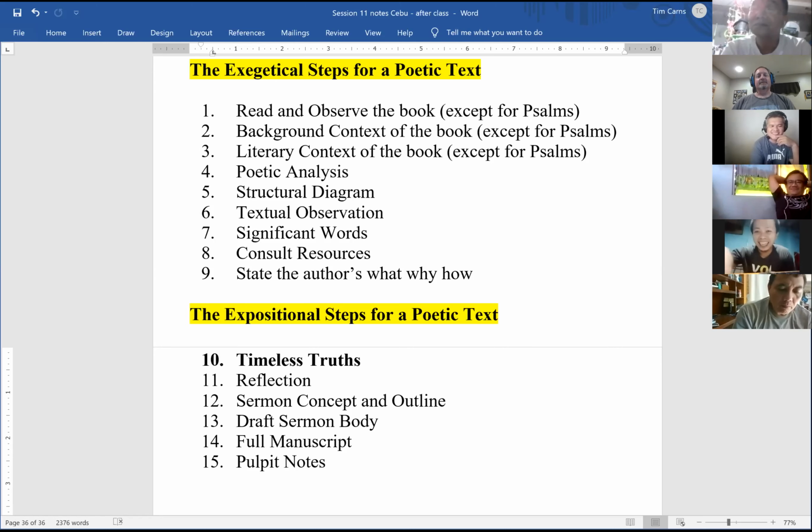Lord willing, it's going to depend on if the Philippines will open up and allow visitors, then I will be there. So we're planning to have the class. I think it was the second. Is it the second week of October or the first week? Second week. Maybe. I hope so.